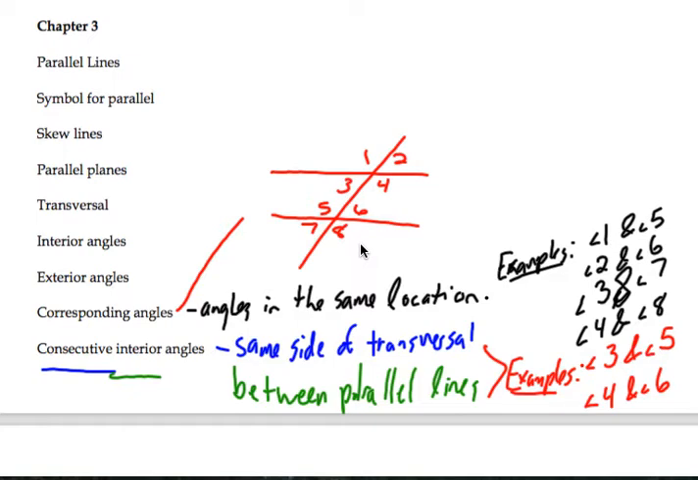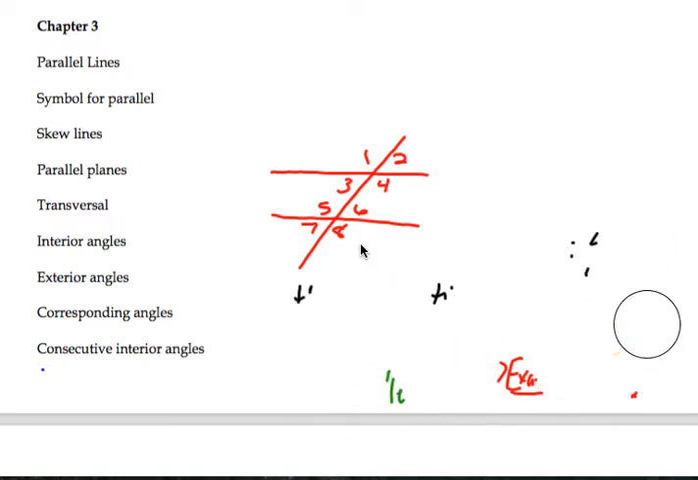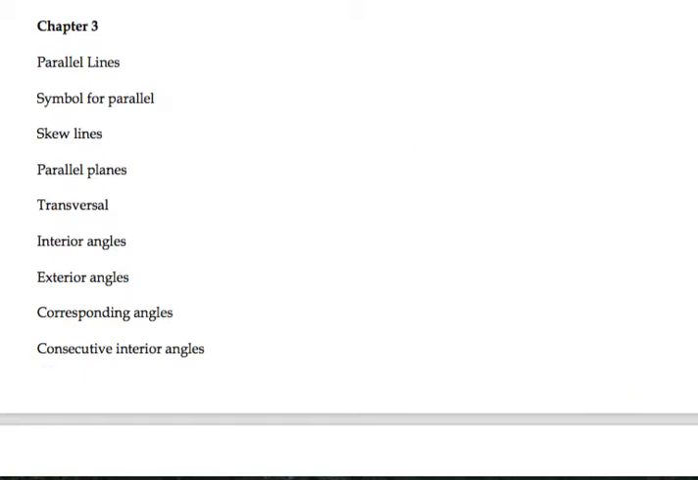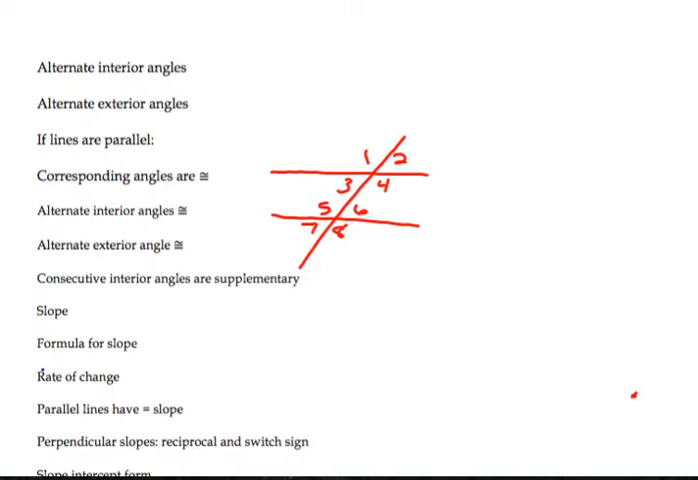Now, on the next page, we're going to tell you that consecutive interior are always supplementary. Those are the only ones that are supplementary. The corresponding angles that we just did are always equal. You set them equal to each other. So I'm going to do my best to keep my picture here in red. So consecutive interior.